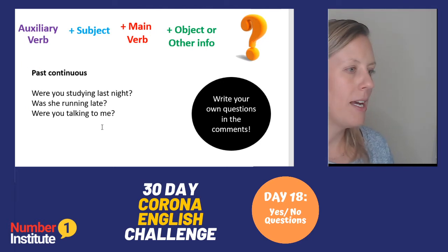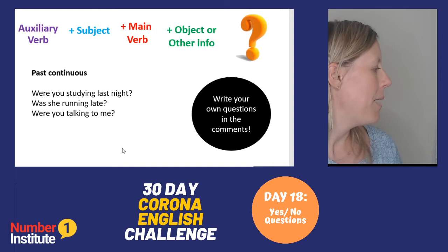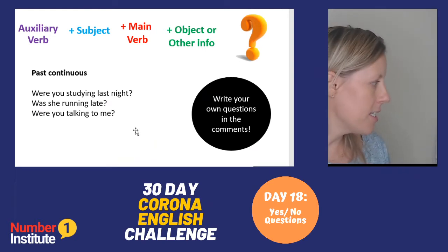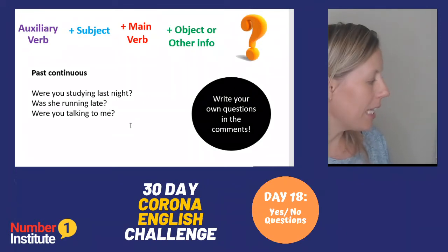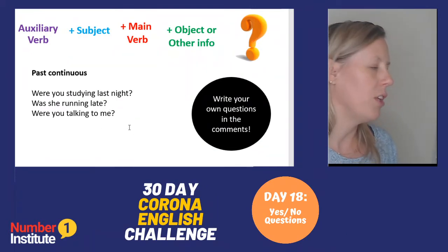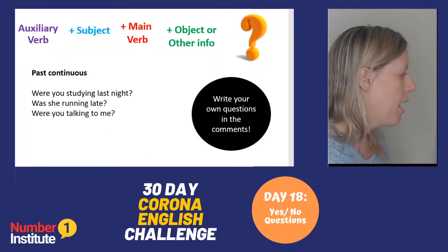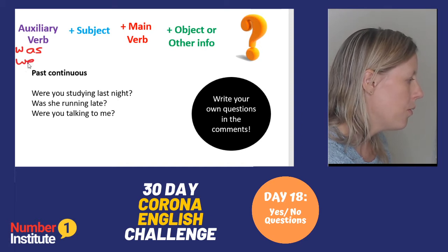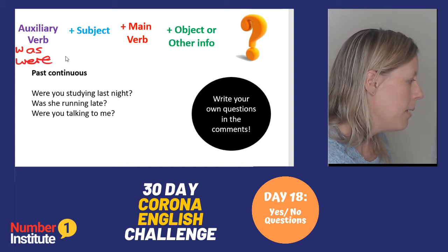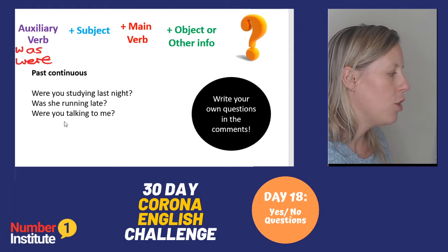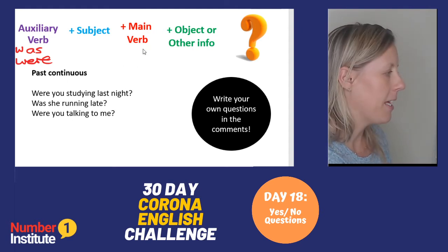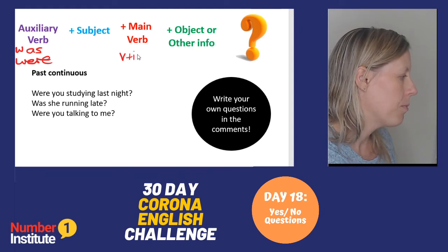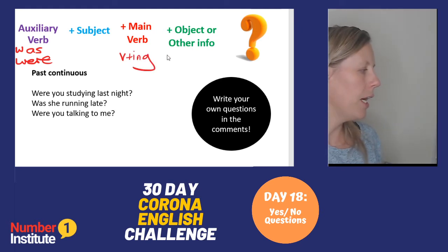And let's do past continuous. Were you studying last night? Was she running late? And were you talking to me? So we've got the verb to be in the past, was or were. The subject: you, she, they, anything. The main verb with ing. Okay.